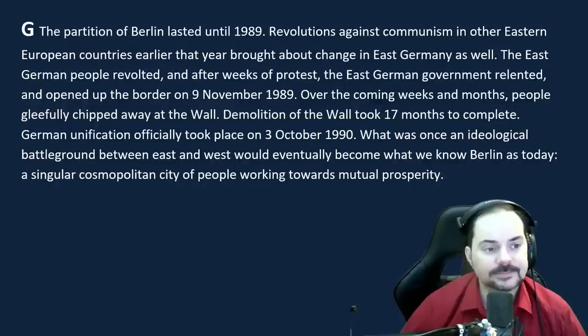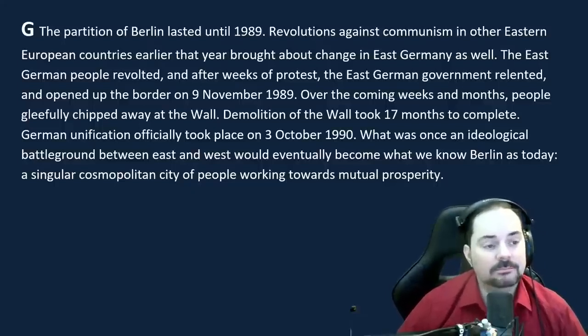The partition of Berlin lasted until 1989. Revolution against communism in other Eastern European countries earlier that year brought about change in East Germany as well. The East German people revolted, and after weeks of protest, the East German government relented and opened up the border on 9 November 1989. Okay, we can stop there. So G, you agree? It's a good one?